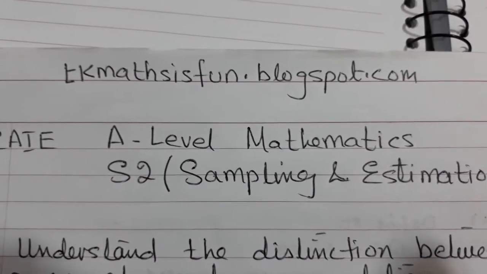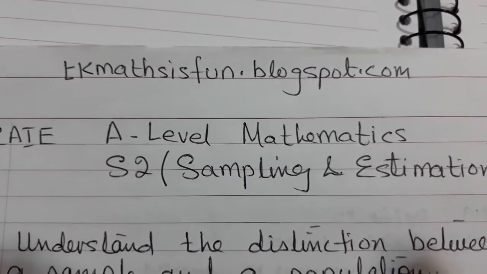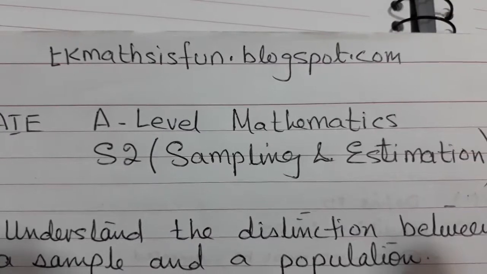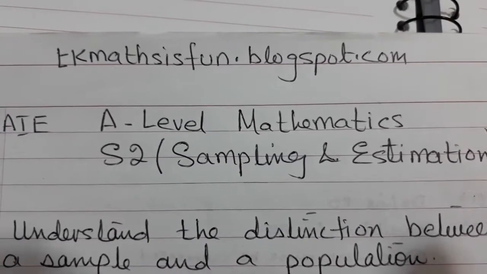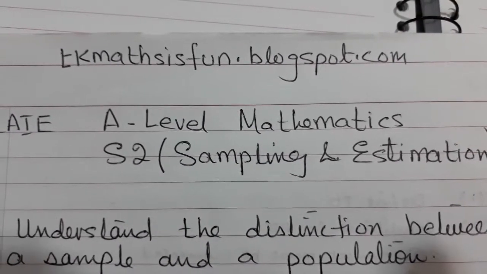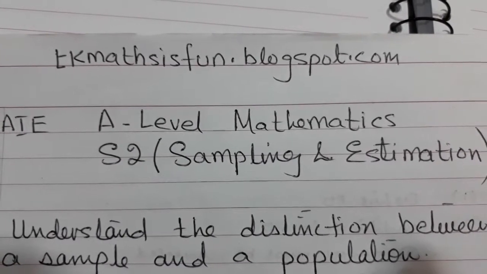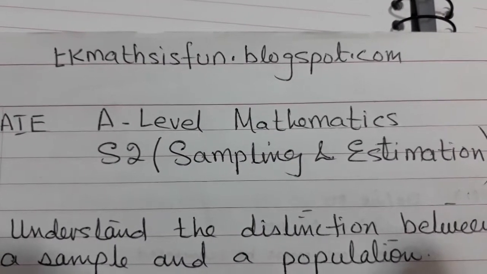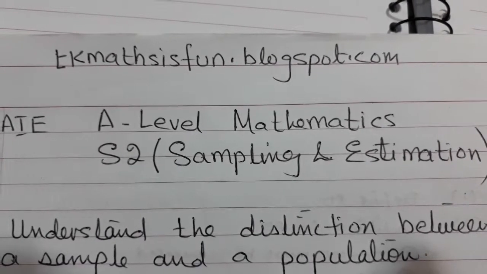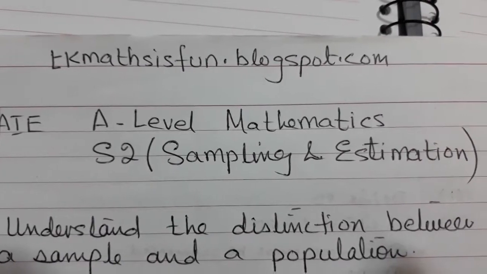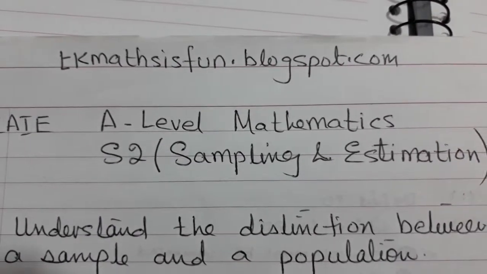This video is number 4 in the continuation of sampling and estimation, which is a topic of A-level mathematics S2 CAIE exam. So in the last video we covered unbiased estimate of population parameters and we started confidence interval, but we did not complete all the aspects of it. So in this video we will see more examples on confidence interval.